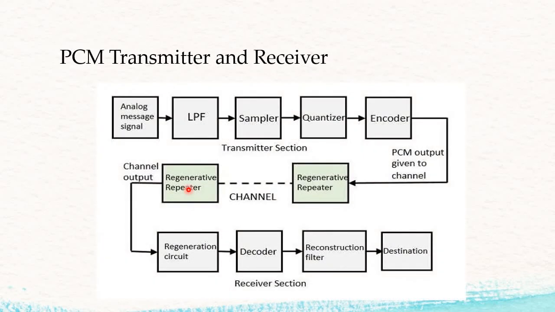In the PCM transmitter and receiver, this is the actual representation of a transmitter and receiver. So we have an analog message signal. It is given to the low pass filter. After the low pass filter we have a sampler, quantizer, and encoder. So it will generate your PCM signal.